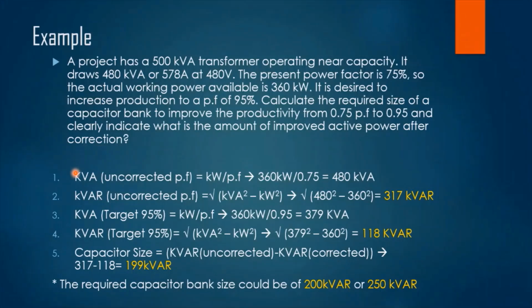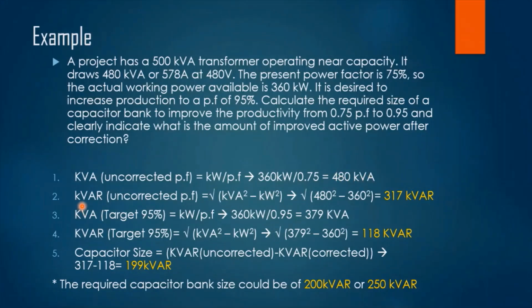As we said, we have 5 steps to size a capacitor bank. First, we are going to calculate the apparent power of the uncorrected power factor, which equals the active power over the power factor: the 360 kilowatts divided by the 0.75, the present power factor, which will give us 480 kilovolt-amperes.